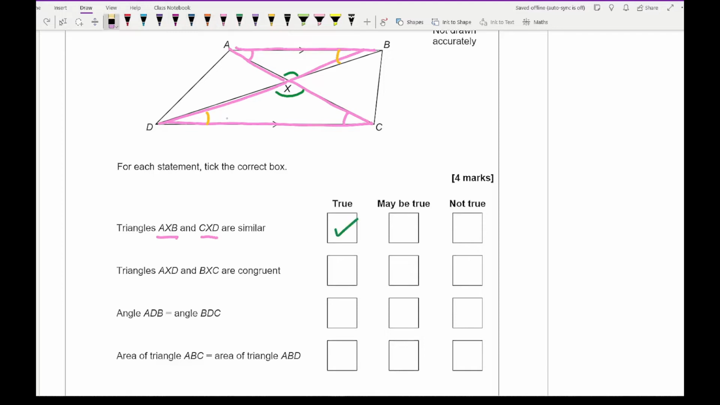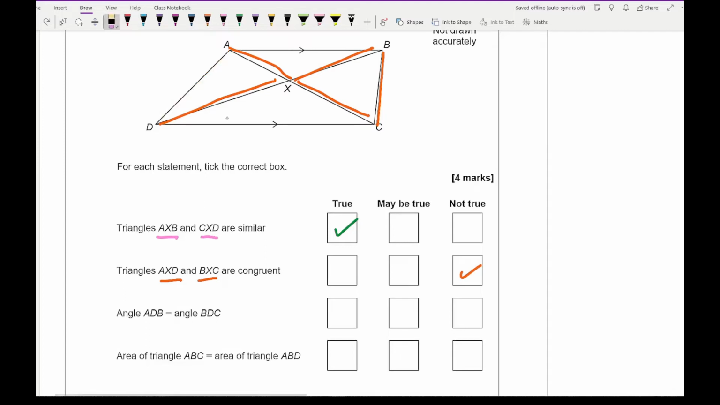Then for the next one, it then says triangles AXD and BXC are congruent. So again, if I just get rid of that there, and this time highlight AXD, which is this triangle here, and BXC, which is this triangle here. And the question is asking, are those triangles congruent? Well, again, no, because all the lines are different lengths. We've got no sets of parallel lines, so that there is not going to be true.